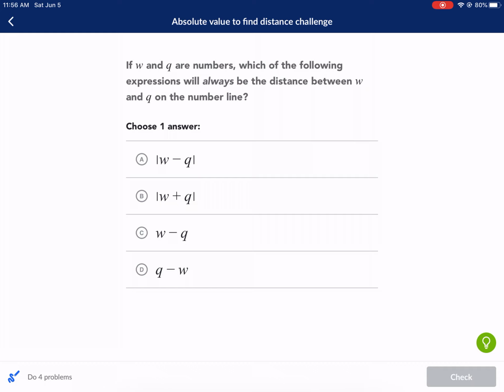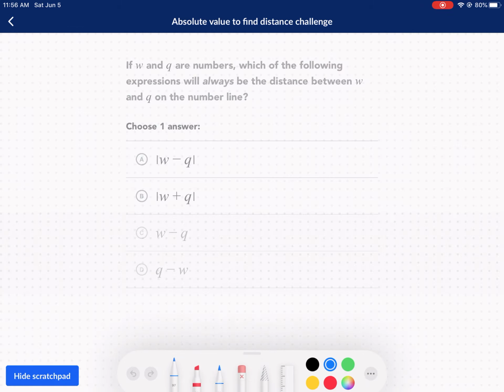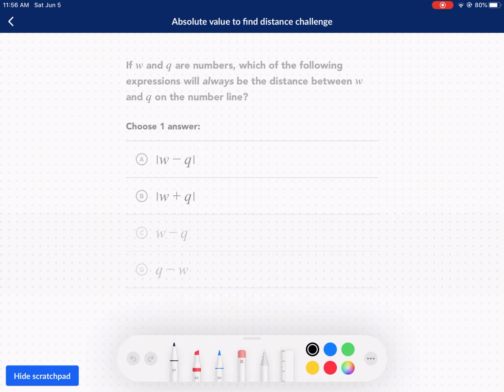If W and Q are numbers, which of the following expressions will always be the distance between W and Q on the number line? I think the best way to simplify problems like these is to draw a picture.